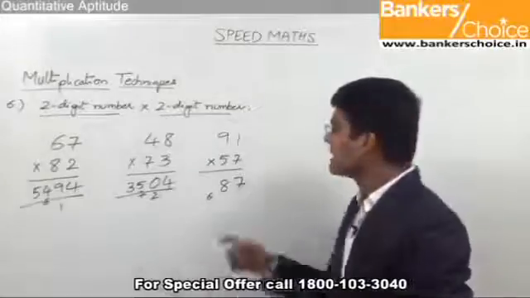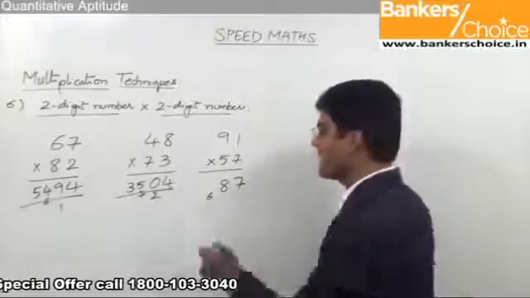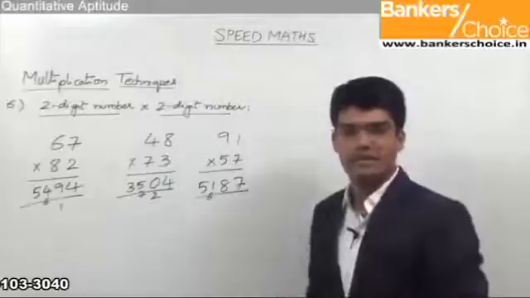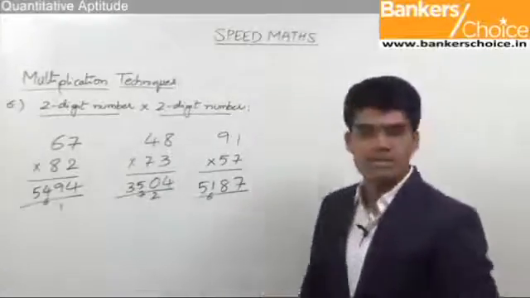The last step here is 9 into 5, 45. 45 plus 6 is 51. So the answer for this question here is 5187. So this is how quickly we can multiply 2-digit numbers if we follow this 3-step technique.